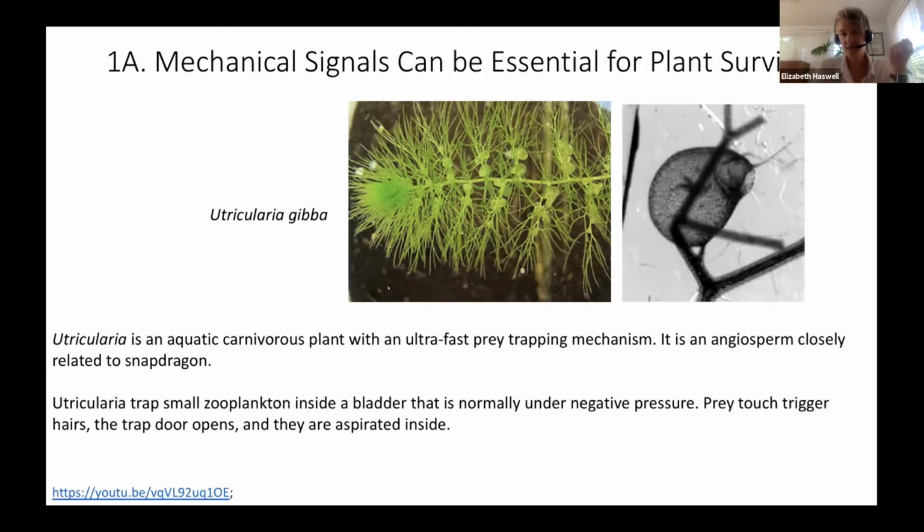They're actually related to snapdragons. And as I say, they trap zooplankton inside a bladder that's normally under negative pressure. The prey touch these trigger hairs, the trap door opens, and they're aspirated inside. And then they digest it. So this is a way for the plant to get special nutrients.